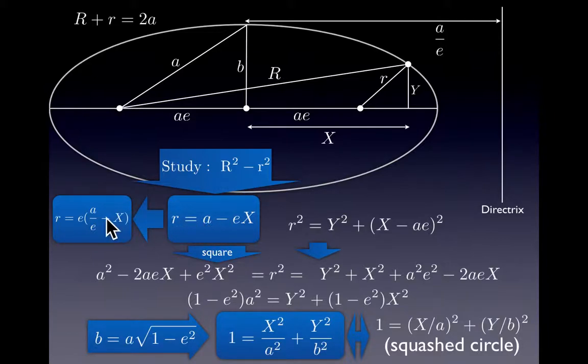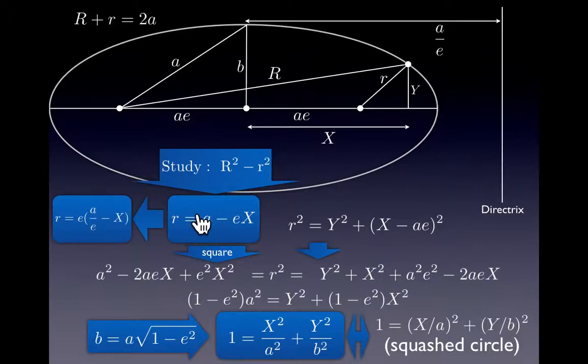The first one is just by taking the eccentricity out of the parentheses. We find that r is just the eccentricity times the distance between the point on the ellipse and a line called the directrix, which is located at a distance a divided by e from the center of the ellipse. So this is the second common definition.